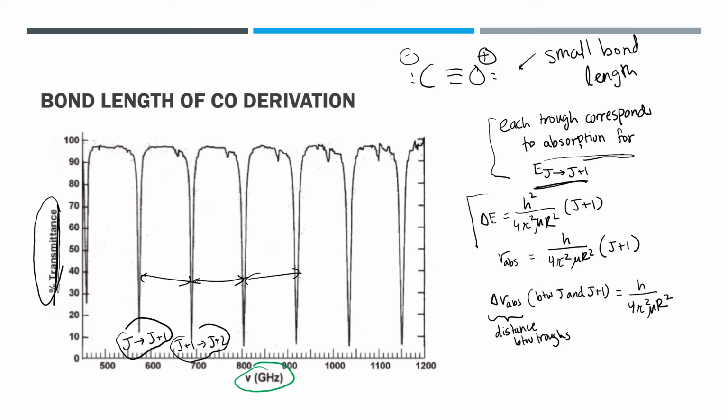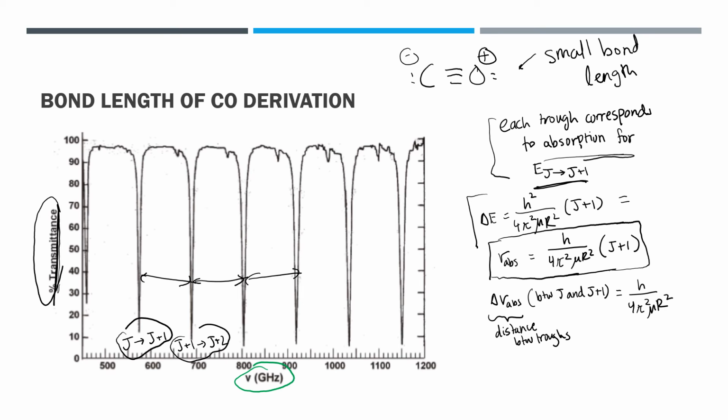And what does that mean about our frequency absorbed? This is the delta E, but remember that when we have a photon, we can set this equal to h times our photon frequency, which is the energy of a photon. Then we can solve for the photon absorbed just by dividing by Planck's constant. So the frequency of the photon absorbed is equal to h over 4 pi squared mu r squared times j plus 1. So this is important: our photon frequency that is absorbed is this expression.